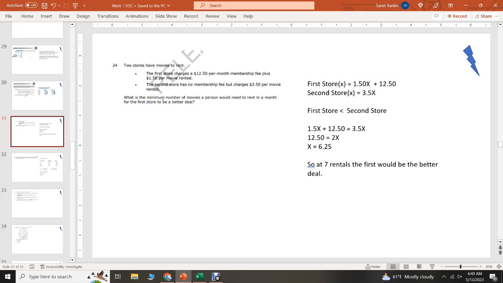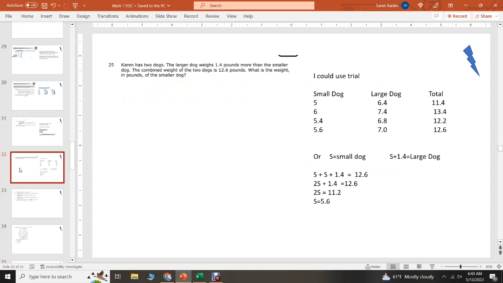So it says, what's the minimum number of movies when the first store's cost is actually less than the second store? So I set them equal to see where they equal out. And I solved for x, and I said it's 6.25 movie rentals. It's the same cost. So for it to be cheaper, it's 7 movie rentals. And then you can plug 7 back into these equations and 6 and make sure that it works. That on the 7th, the first store becomes less expensive than the second store.